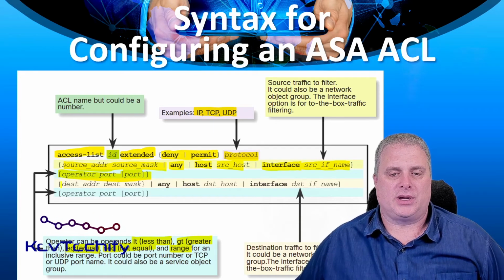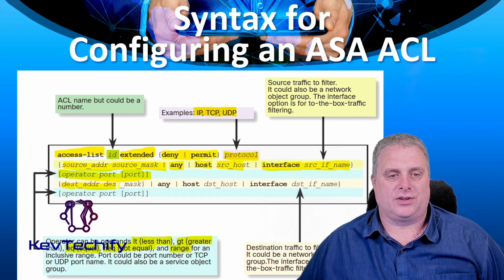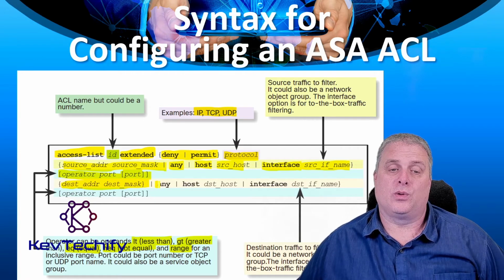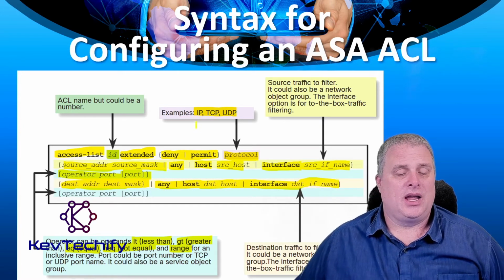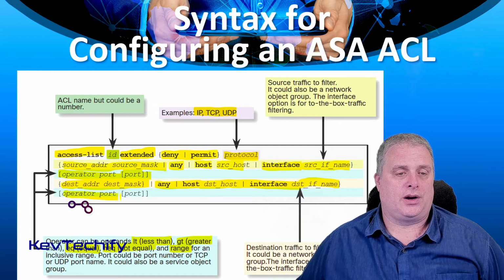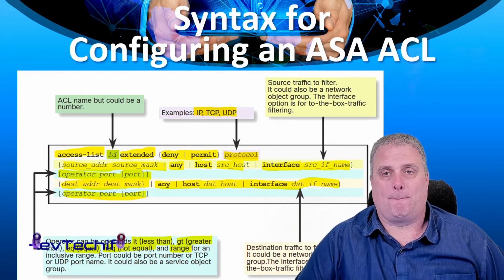Then we go ahead and we specify our destination traffic to filter. Once again, you can put in the destination address and the mask. You can use the keyword of any or host or interface with the interface name. And of course, then we put in our operator here and port.